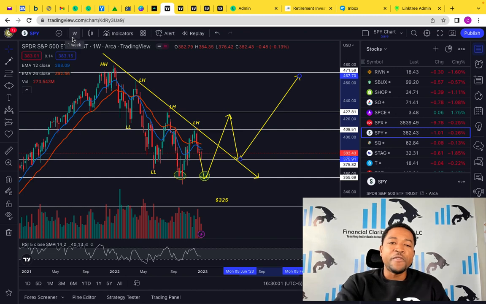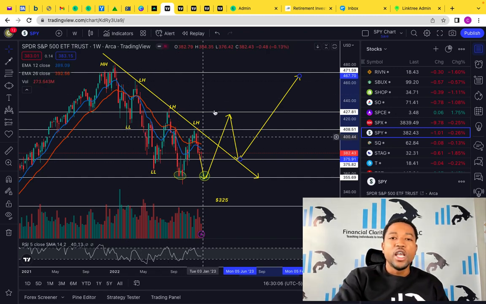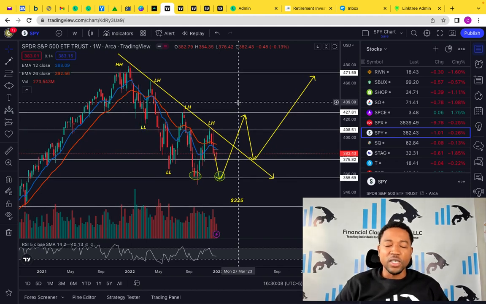This is the weekly time frame. Each candle equals a week. This is the S&P 500 chart, which reflects the performance of the overall stock market.